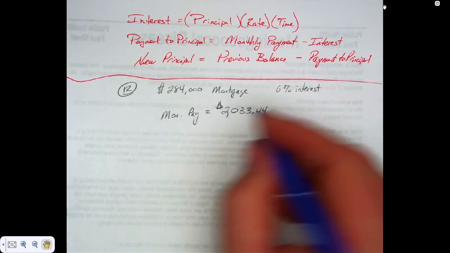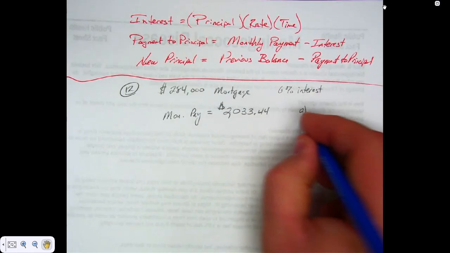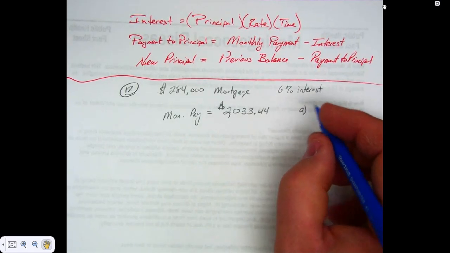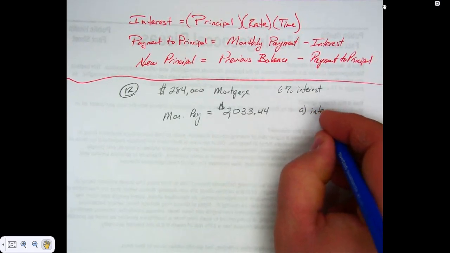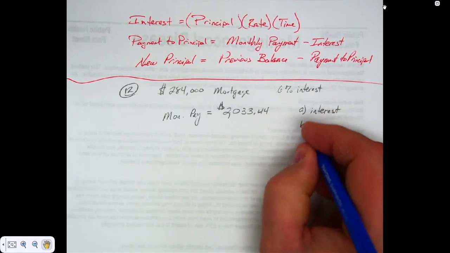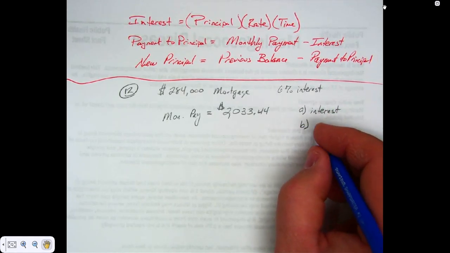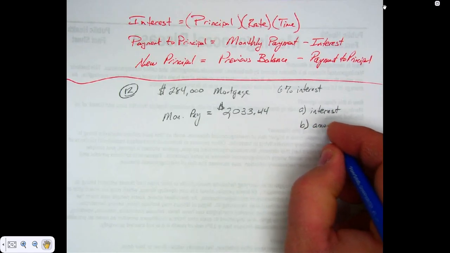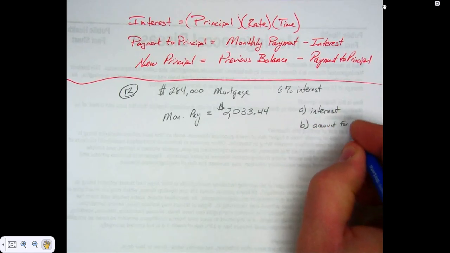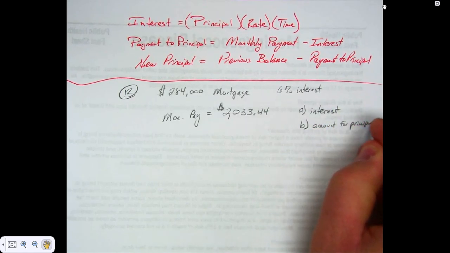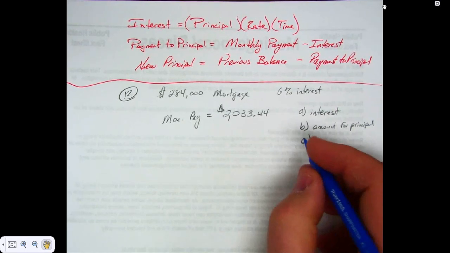The directions are for number 7 through 14. We are supposed to find A, interest, B, amount for principal, and C, new principal.